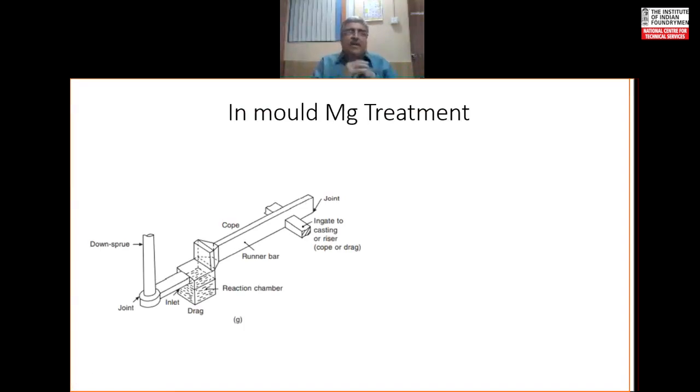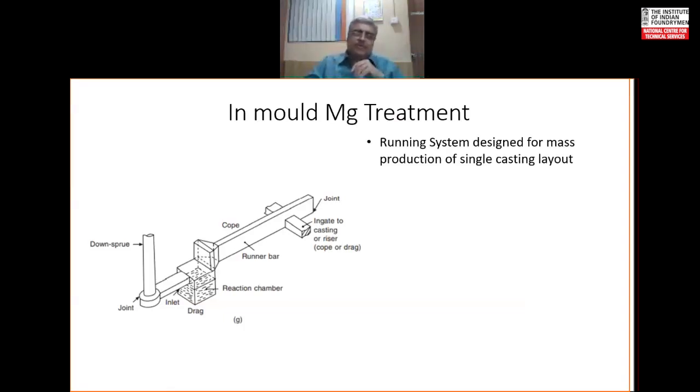Let's look at in-mold magnesium treatment. This is a very specialized form and it is used for castings which are mass produced. Very large numbers. One type of casting in a layout. So what it has is the magnesium treatment chamber is put inside the running system itself.